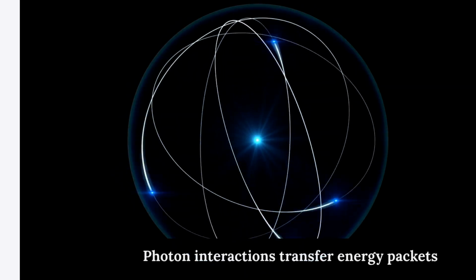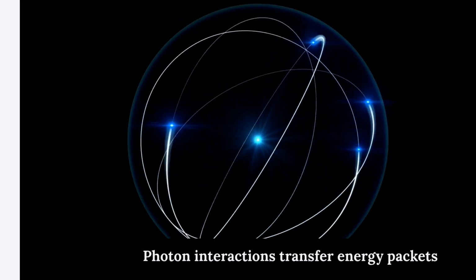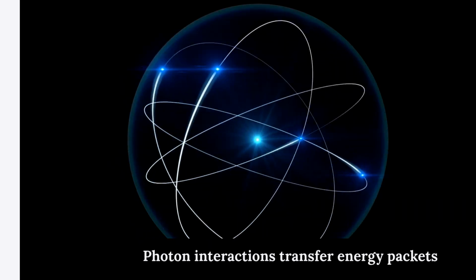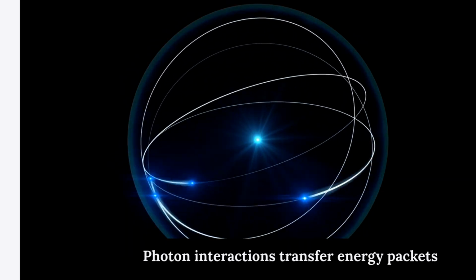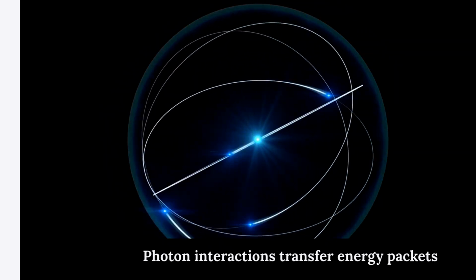Photon interactions transfer energy in discrete packets. Electrons transfer energy through collisions. Photon ionization depends on frequency. Electron ionization depends on kinetic energy. These processes are fundamental to atomic physics.